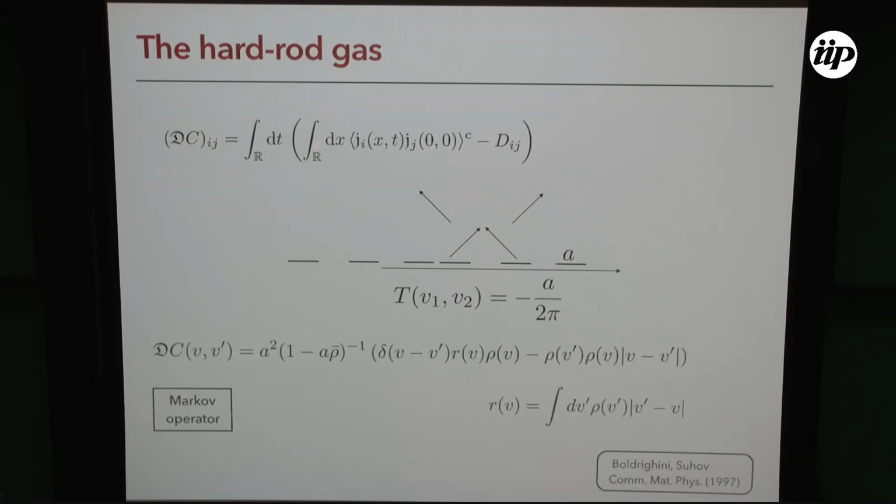And in the 90s, these people, amazingly, managed to compute this diffusion operator as a function of the velocities, as a matrix of the velocities of these rods. In a sense, this model is very simple, but still displays ballistic transport and diffusion. So it's an interacting model. It's not easy to solve, but they managed to do it. And they also showed that it's a Markov operator. As we heard this morning, indeed, diffusion is a Markov process of changing velocities randomly in the system.